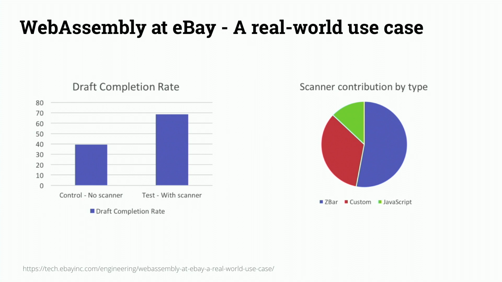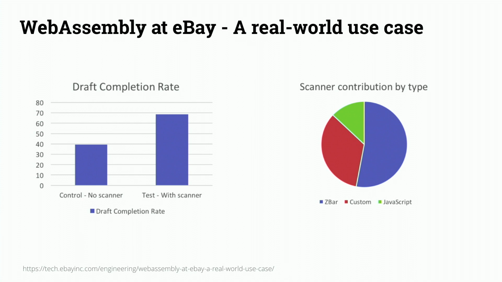They did 2 experiments. The first one is that they A/B tested not having a scanner at all on the web device and then having a scanner. And we can see that just by having the scanner, seller completion going from draft to a sold item increased by 30%, which really shows that that is a really good user experience.